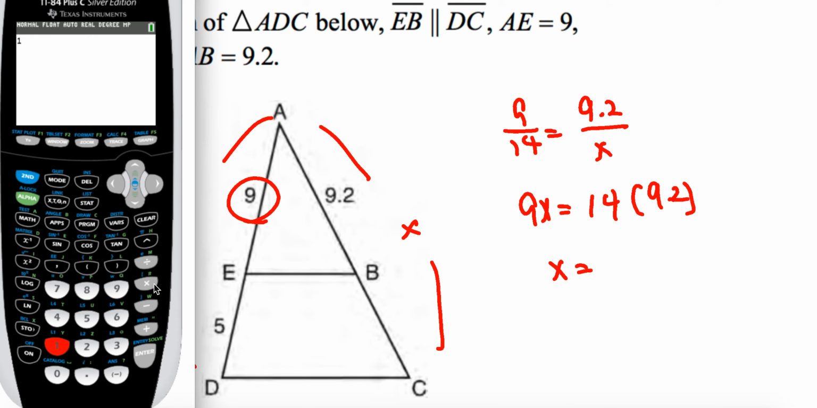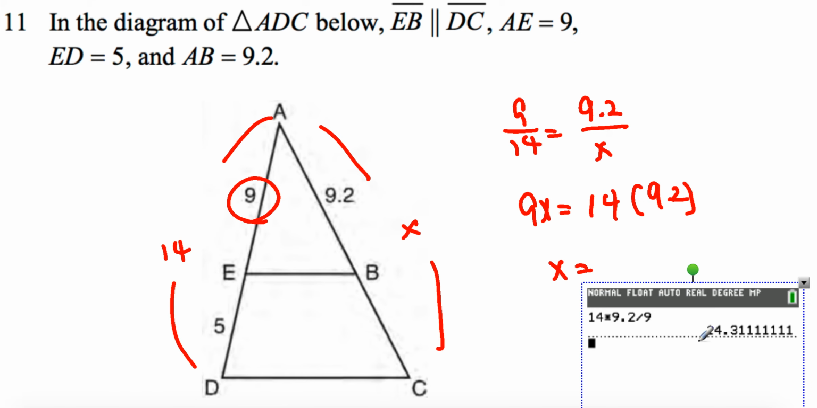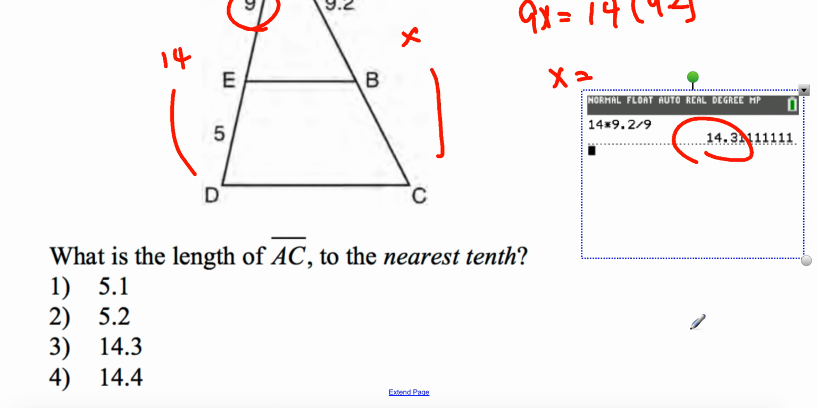So we get 14 times 9.2, but divided by 9. So X equals 14.4. Choice 3 becomes the answer.